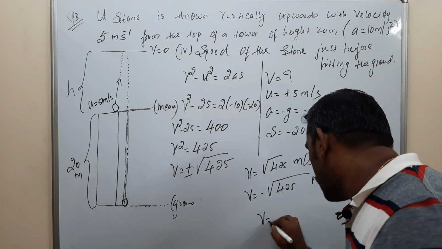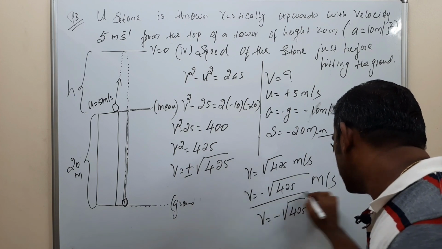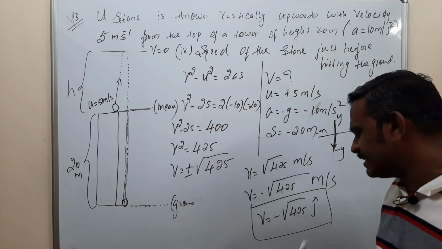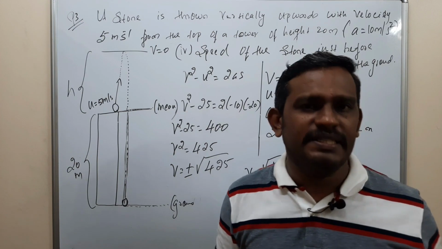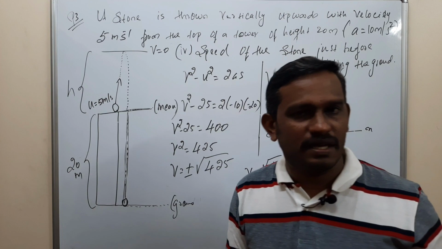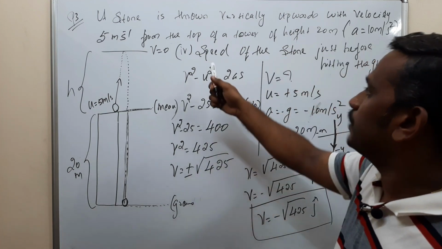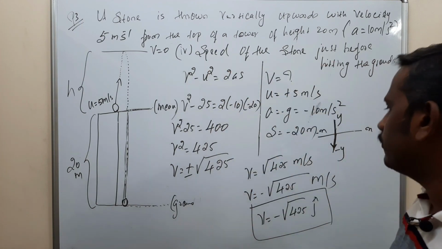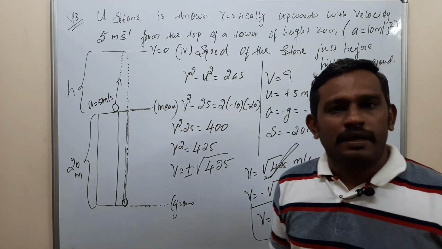So v is equal to minus root of 425 j cap. That is the exact answer for velocity. When we study vectors in the next chapter, these ideas will be very clear, and we will explain these things very clearly. For the time being, that is the speed of the stone just before hitting the ground, that is v is equal to root of 425 meter per second. So that is the answer. Clear?